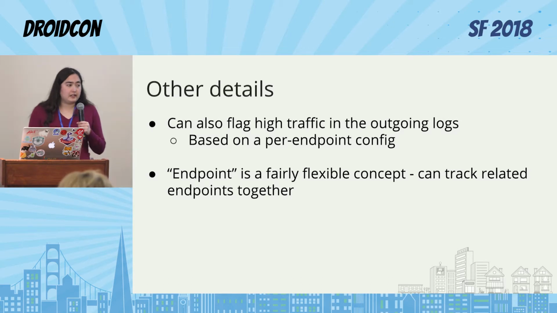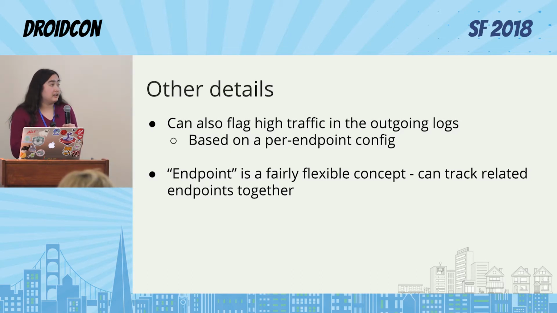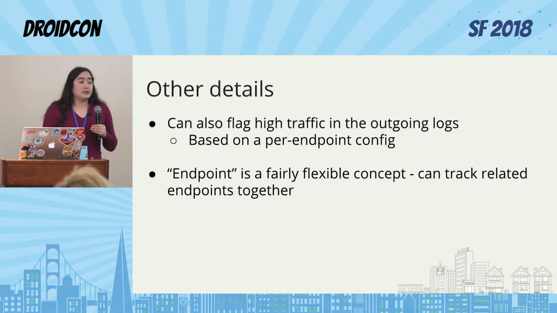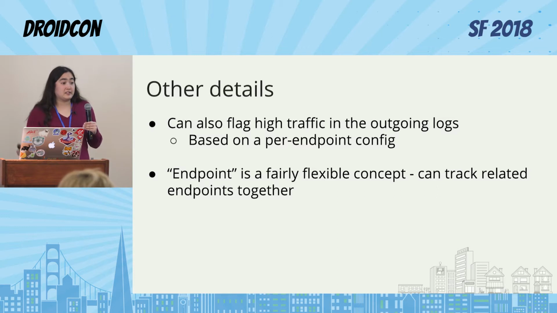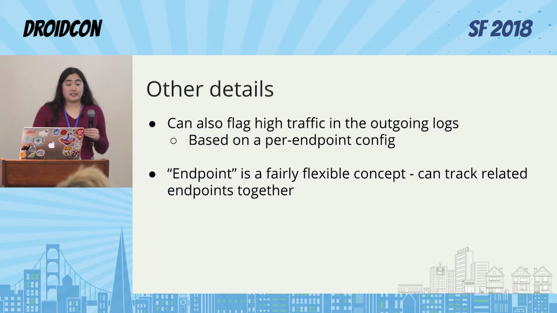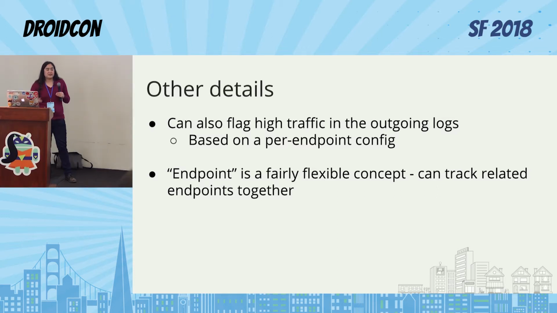We also looked at seeing if we can flag excessive traffic in the outgoing logs to alert on that early. It turns out that it's difficult. When you have a large number of endpoints, a lot of features whose behavior is changing a lot, and you're experimenting with a lot of different things, as well as users who use the app in very different ways, this is actually very hard to do well. So this turned out to not work out terribly well.